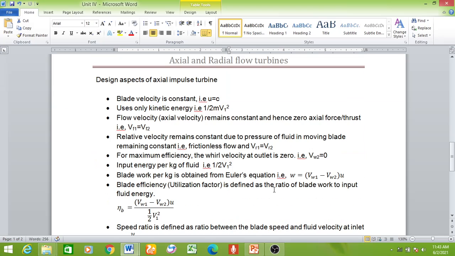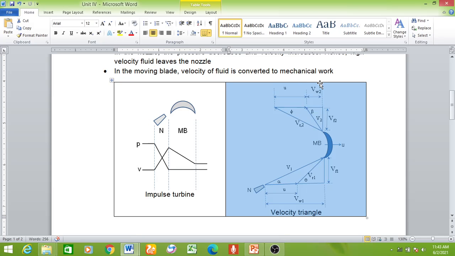That is the condition. And for maximum efficiency, the outlet whirl velocity is 0. So here you can see the whirl velocity is 0. When beta is 90, it means we have extracted all the whirl component of the fluid at outlet. So we are just leaving the fluid which has no tendency to rotate the turbine, or to rotate the blade. So V2 is equal to Vf2, which is just the flow velocity. To maintain its flow, we are discharging the fluid. V2 becomes Vf2, the flow velocity, which is necessary for making it flow.